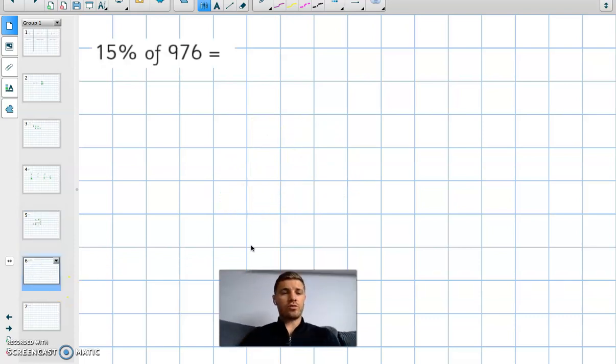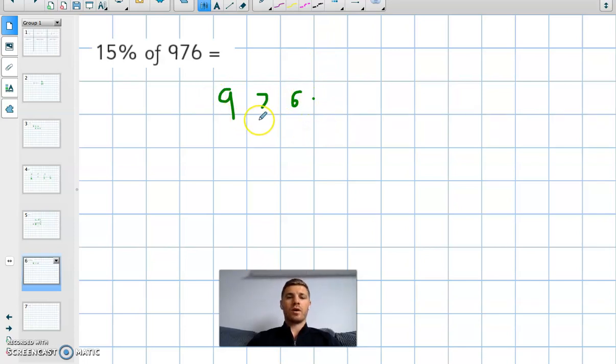So in our next question, we are finding 15% of 976. So first of all, I need to find 10% of the 15%. So I divide this number by 10. So 976 divided by 10, we put our decimal point there, and then we move them one place to the right. So that becomes 97.6. So that equals 10%.